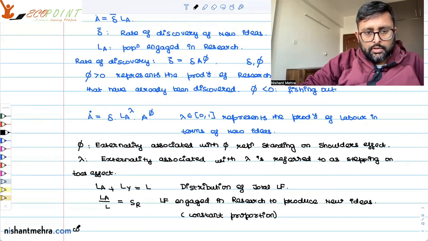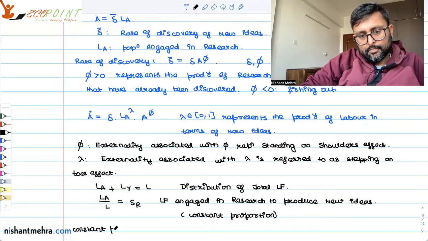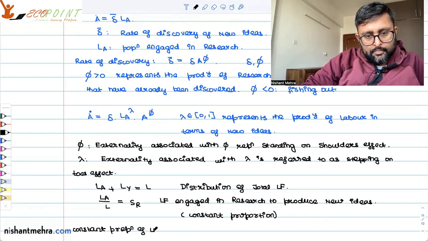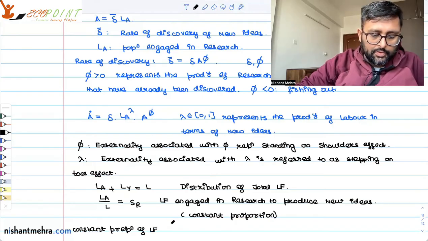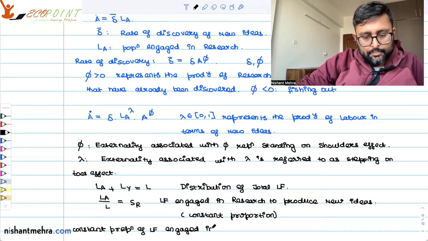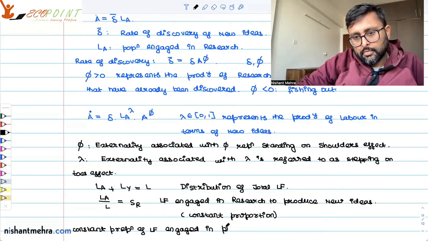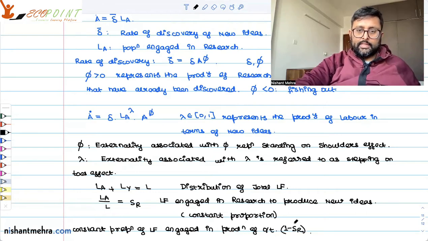So the constant portion of labor force engaged in production of output, that would be what? 1 minus SR.